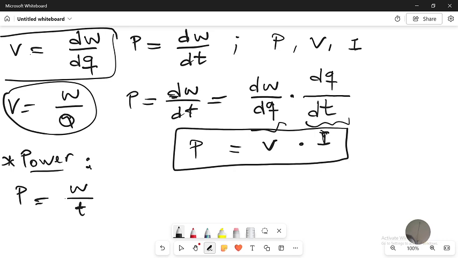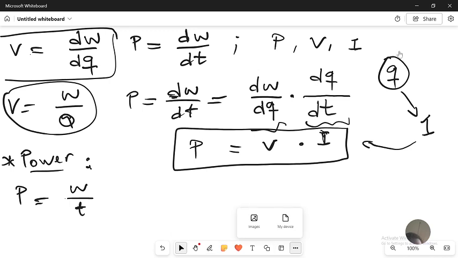Now we'll see some examples. In another example, they can give you only the charge. We saw the previous one: if they give me the charge, from the charge I can determine the current. So if I have the current, I can directly determine the power by multiplying by the voltage. Let's see an example.